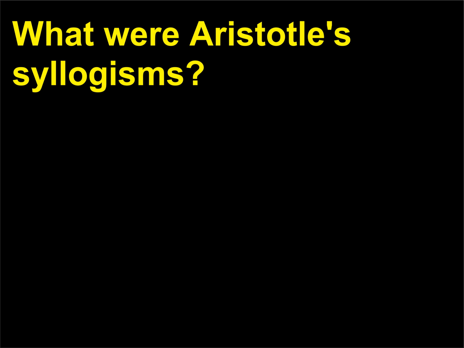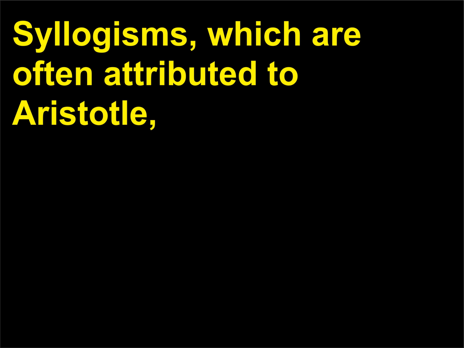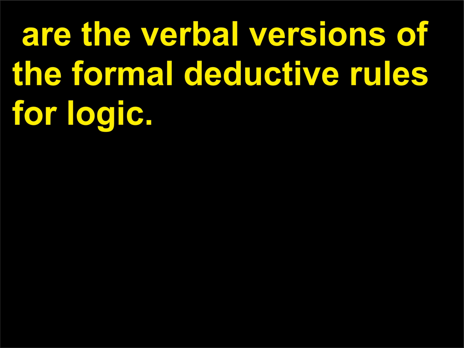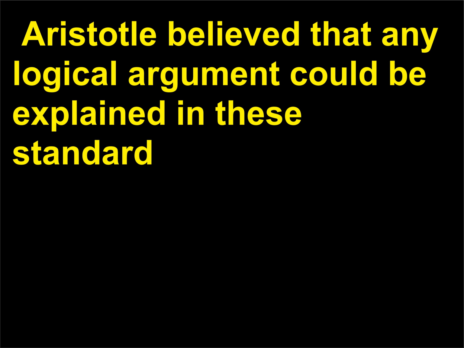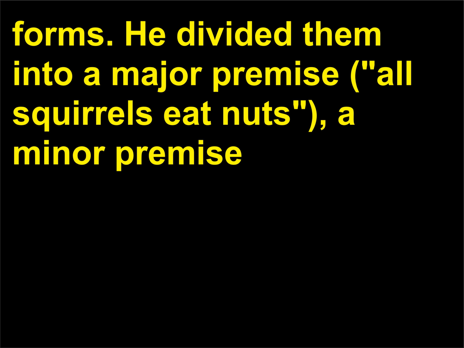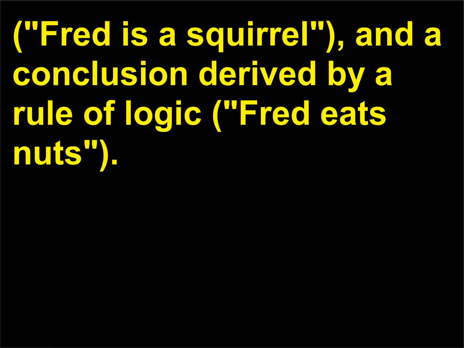What were Aristotle's syllogisms? Syllogisms, which are often attributed to Aristotle, are the verbal versions of the formal deductive rules for logic. Aristotle believed that any logical argument could be explained in these standard forms. He divided them into a major premise, all squirrels eat nuts, a minor premise, Fred is a squirrel, and a conclusion derived by a rule of logic, Fred eats nuts.